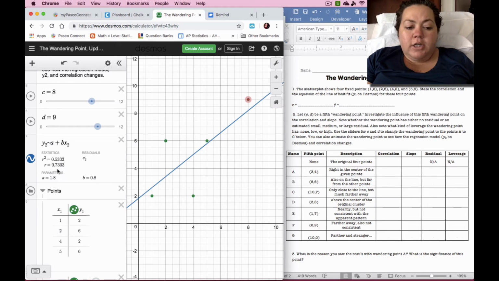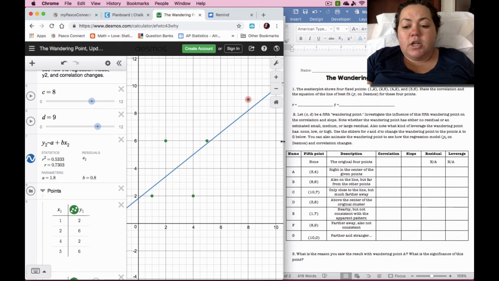Alright, 8, 9 changes my correlation to 0.7303, so stronger. It also changes my slope to 0.8, so it's further away, and it's also not very consistent with my original pattern. So if it's not consistent with your original pattern, if it's greatly changing your slope, it's going to be a leverage point for sure. Like my slope greatly changed.